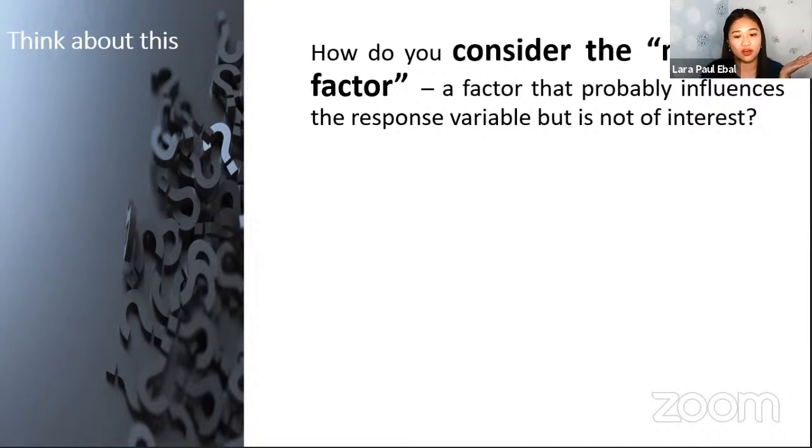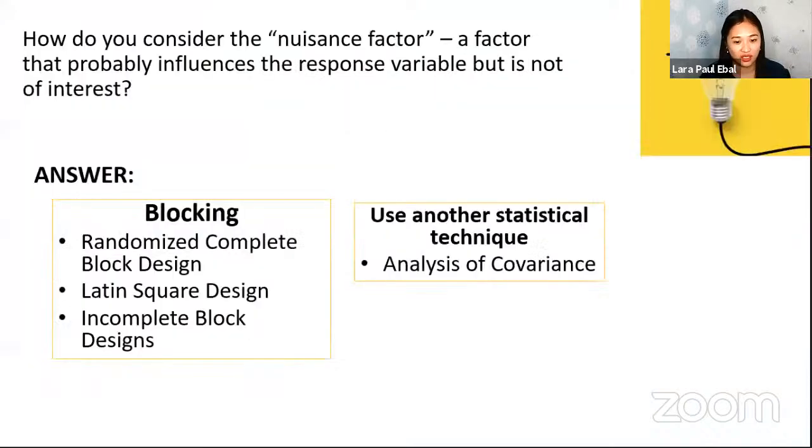Another thing that we have to think, this nuisance factor, it's a factor that probably influences the response variable but is not of interest. So how do you consider that? We now have this blocking, and also this another statistical technique that we have to use. We will just discuss this RCBD, which is actually under blocking, and then Latin square design, another procedure under blocking, and then this incomplete block design, but we will not discuss this since kulang na po tayo ng oras, but at least the basic design structures will be discussed later.